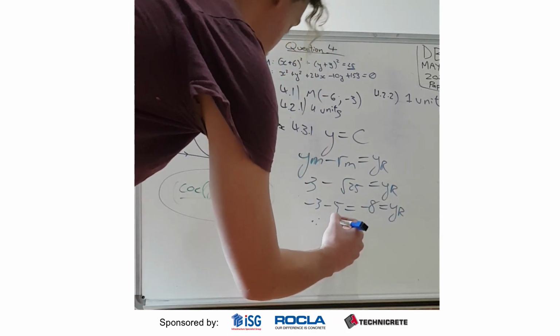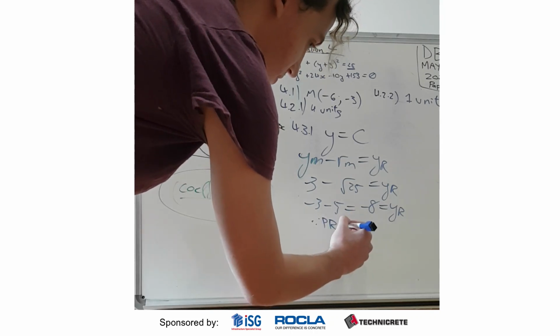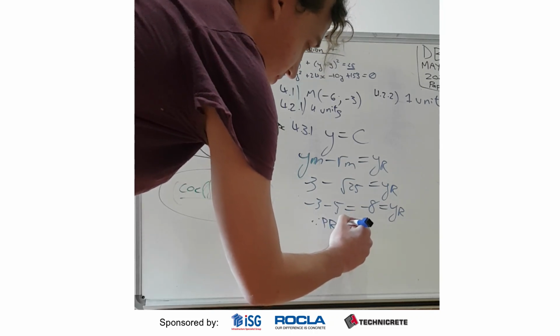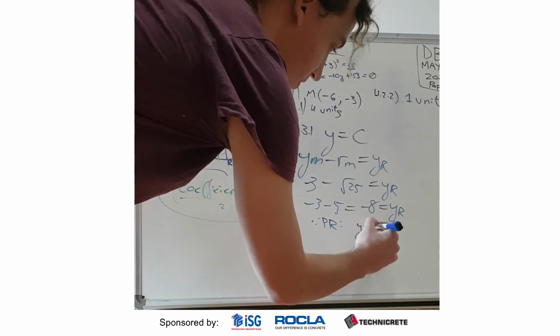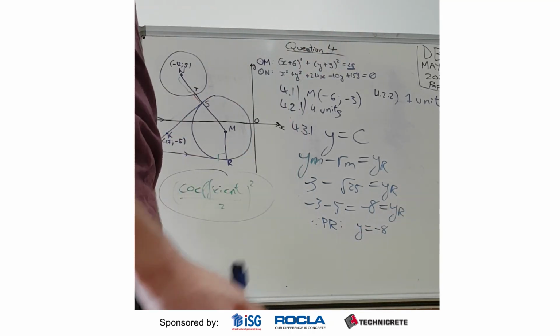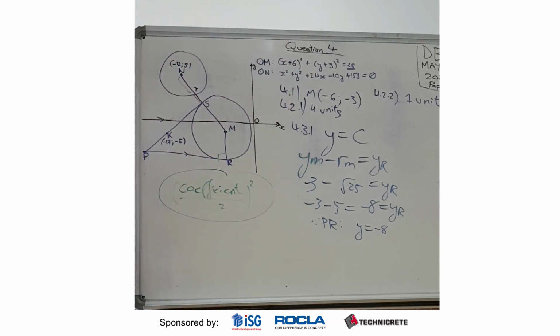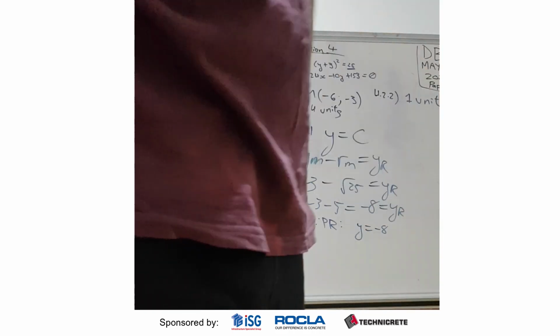Therefore, line, or rather tangent PR, y is equal to -8. Horizontal line, that's all there is to it. Cool. So, as usual, I'm going to pause, erase, I'm going to go to 4.3.2.